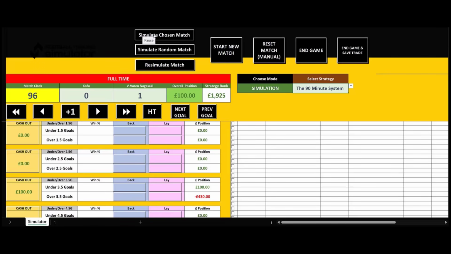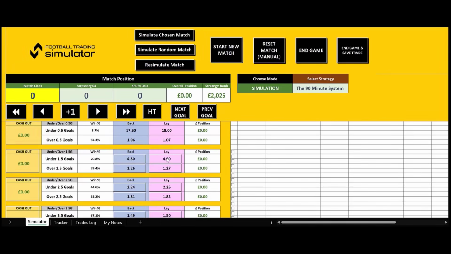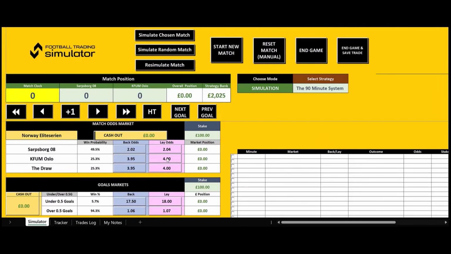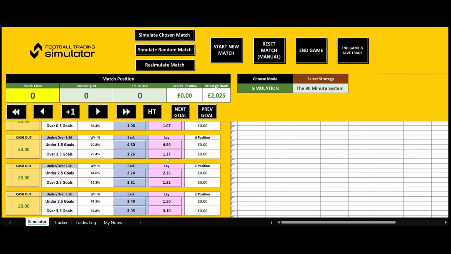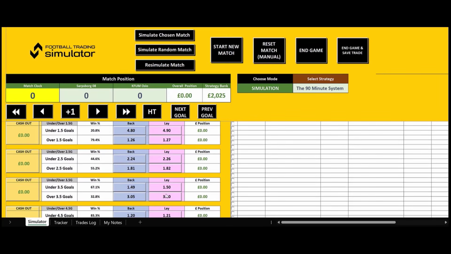We're going to bring up another market. All right, we got a match from Norway, Eliteserien, Sarpsborg against Oslo, and let's see how this one goes. Final match, and it's going to kind of make or break our little test, isn't it? If we get a loss on this one, we're going to get a loss overall. We know that for sure. Anyway, let's see what happens. 0-0 at kickoff. Let's press the next goal button, and let's see the timing of that next goal.